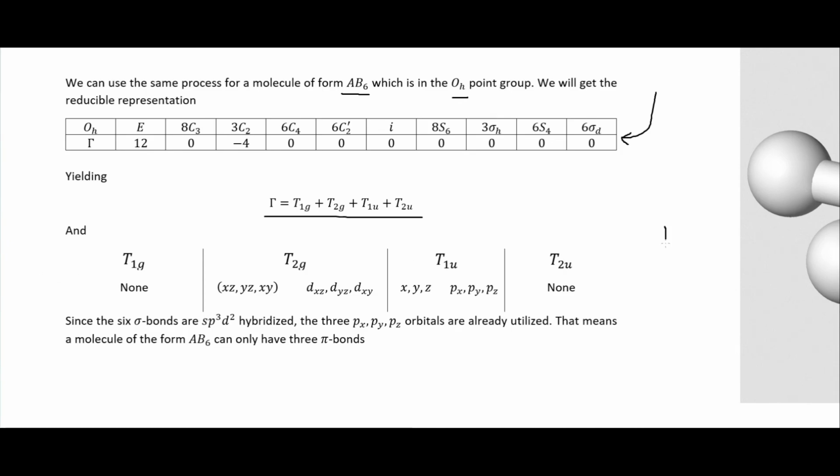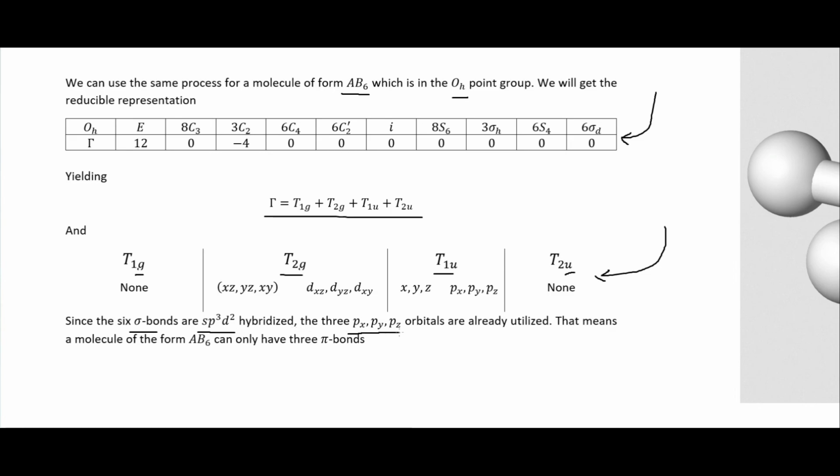And so we end up with these bases, and we see that the T2u and the T1g, the g being gerade and the u being ungerade, which is talking about whether they are symmetric or anti-symmetric to the inversion. So those ones don't have anything in them. And so we are just looking at the T2g and the T1u. So the 6 sigma bonds are sp3d2 hybridized.